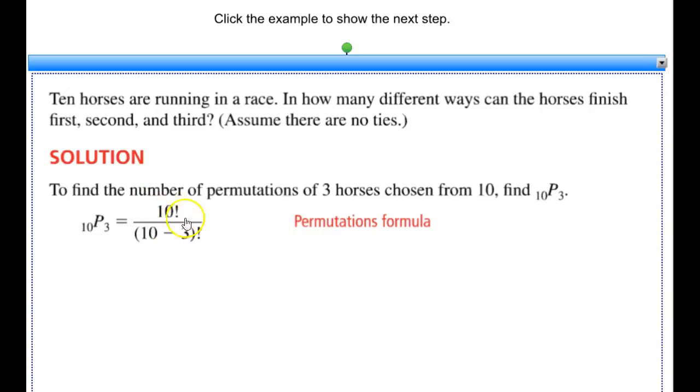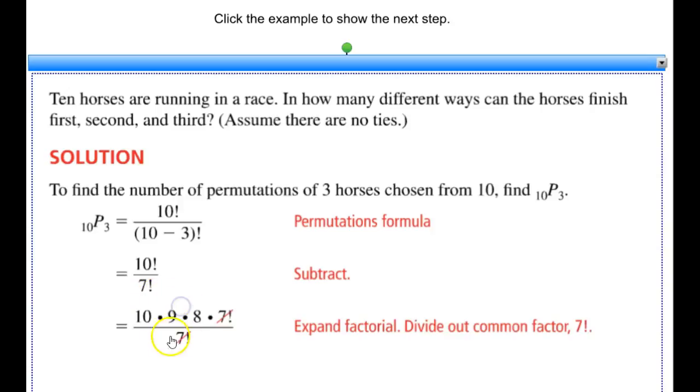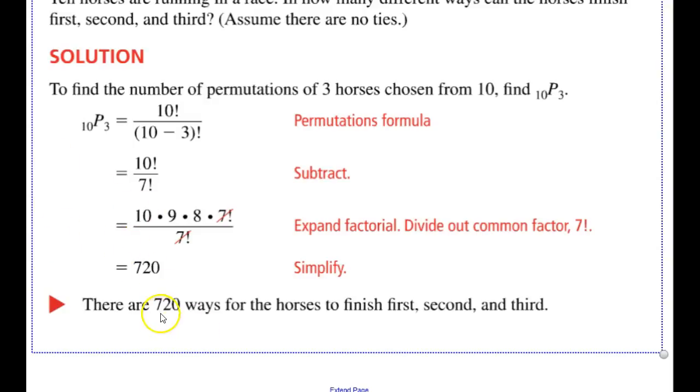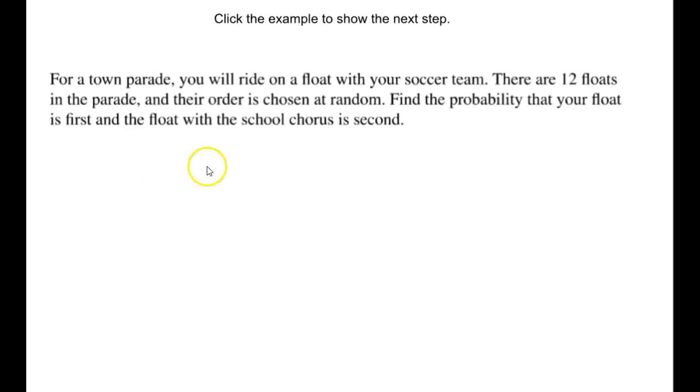I take the total that I start with, and on the denominator I'm going to have 10 minus how many I'm picking, factorial. So I end up with 10 factorial divided by 7 factorial. This also means I'm going to expand my factorial in the numerator, and divide out my common factor, which is 7 factorial, and then I can simplify. So really I have 10 times 9 times 8, which gives me 720. So there are 720 ways for the horses to finish first, second, and third out of those 10 that we started with. Now here's our next example.